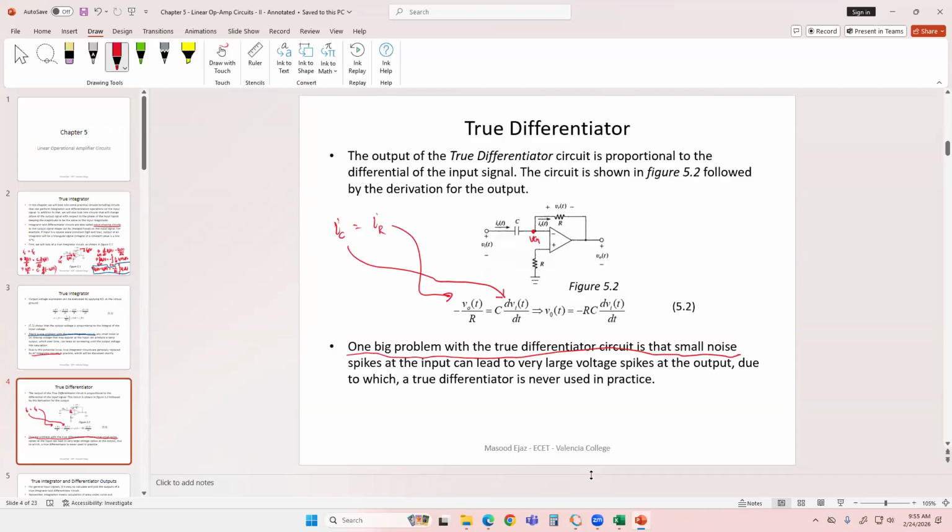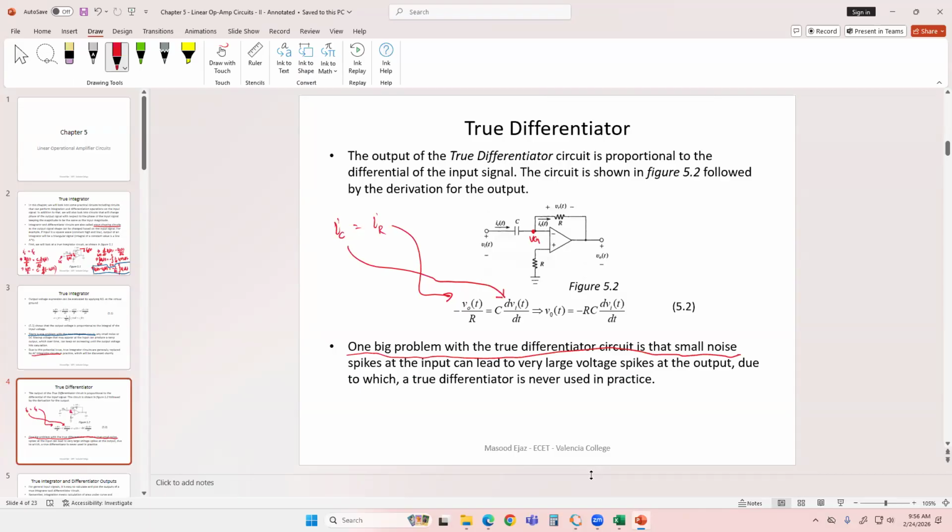So even if the input is a small noise, but if it lasts for a very small amount of time, the rate of change can be very high. So if you have 1 microvolt at the input, let's say a noise, but it lasts for 1 nanosecond, then your rate of change is 1000, right? 1 micro over 1 nano, the rate of change is 1000.